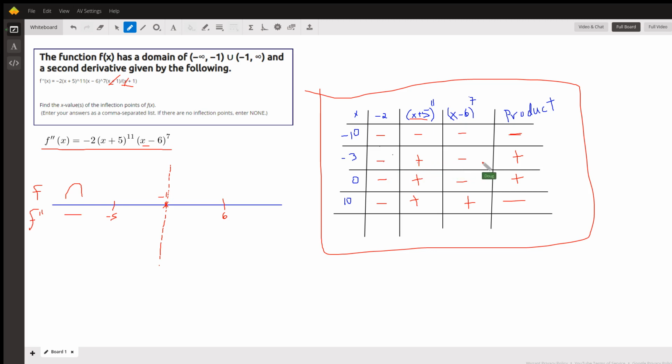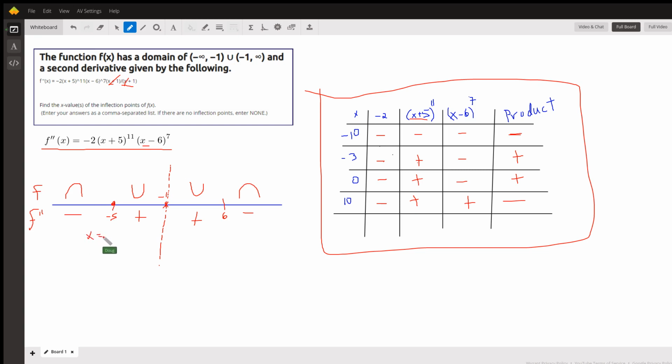You can see how these fill in. The product gives us a positive, so the second derivative is positive in this interval, which means smiley face, concave upward. Between -1 and 6, choose 0, positive, still concave up. But to the right of 6, like a 10, the second derivative is negative, frown, concave downward.